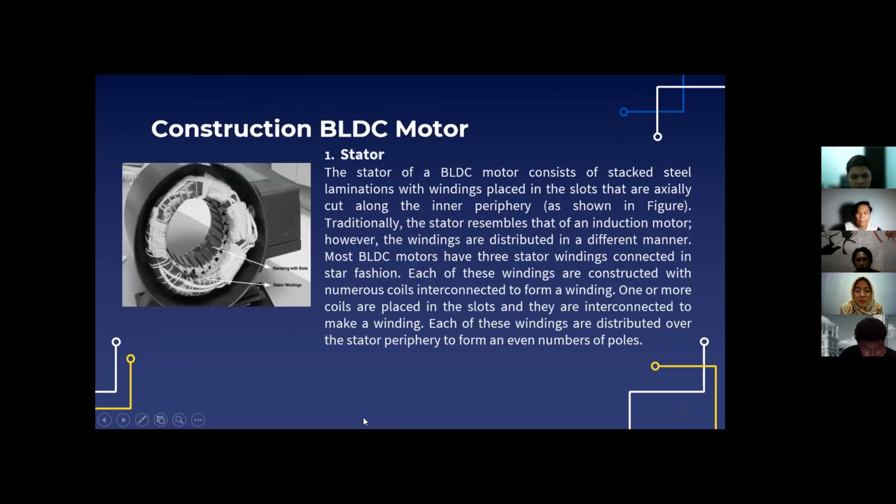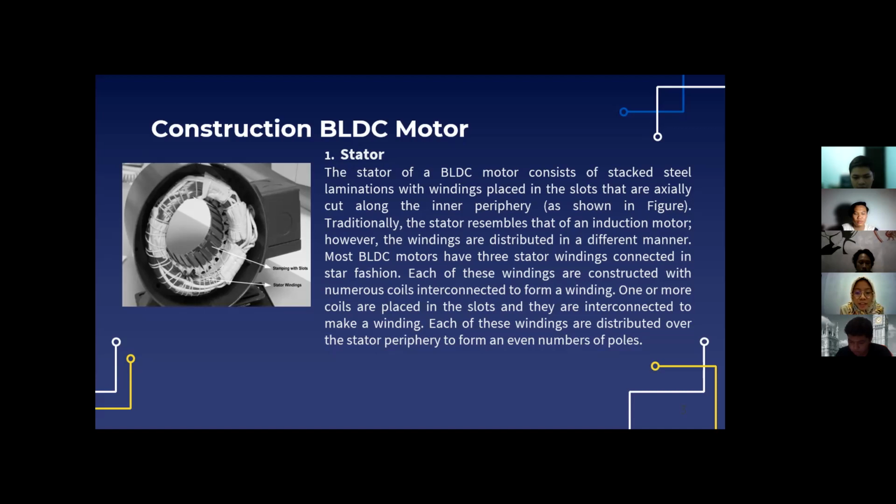Construction of the BLDC motor. The first is the stator. The stator of a BLDC motor consists of stacked steel laminations with the windings placed in slots that are axially cut along the inner periphery. Traditionally, the stator resembles that of an induction motor. However, the windings are distributed in a different manner. Most BLDC motors have 3 stator windings connected in star fashion.